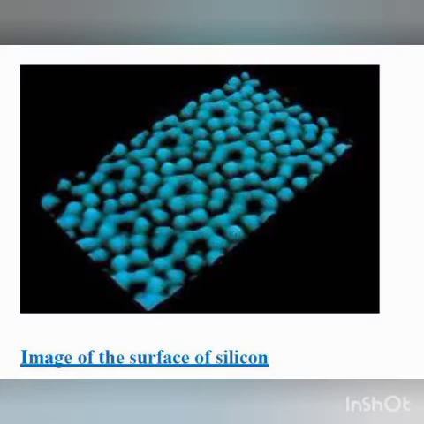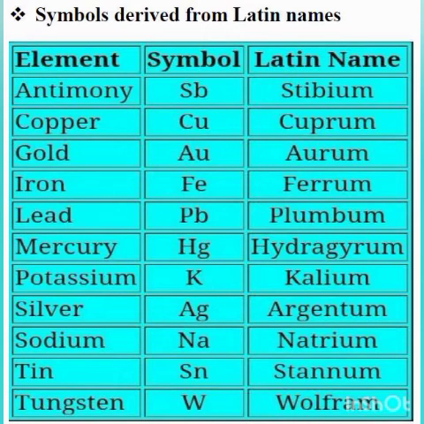Here you can see in the slide the image of the surface of silicon. These are actually the atoms which are arranged on the surface of the element silicon. Now we will discuss how to write the symbol of an element. Okay, so we will discuss the modern symbols of elements.